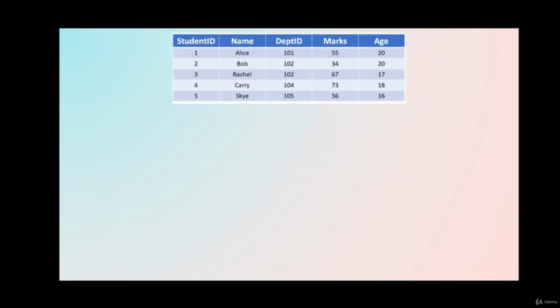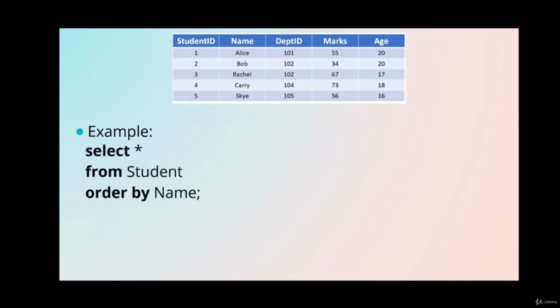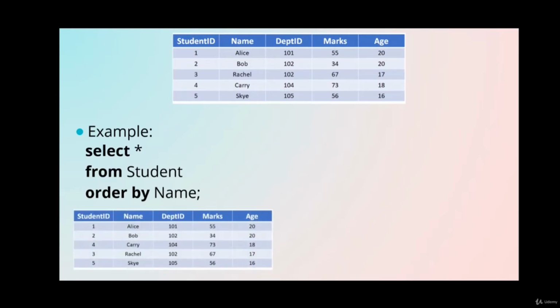Order by clause is always used after the where condition. Let's take an example of this table. If you want to sort this table according to the names in an alphabetical order, we will write the query as select star from student order by name. Since we have not specified which order, it will by default sort in the ascending order. So that in the output, we will have names in the following order: Alice, Bob, Carrie, Rachel, and then Sky. That is the alphabetical order or ascending order.